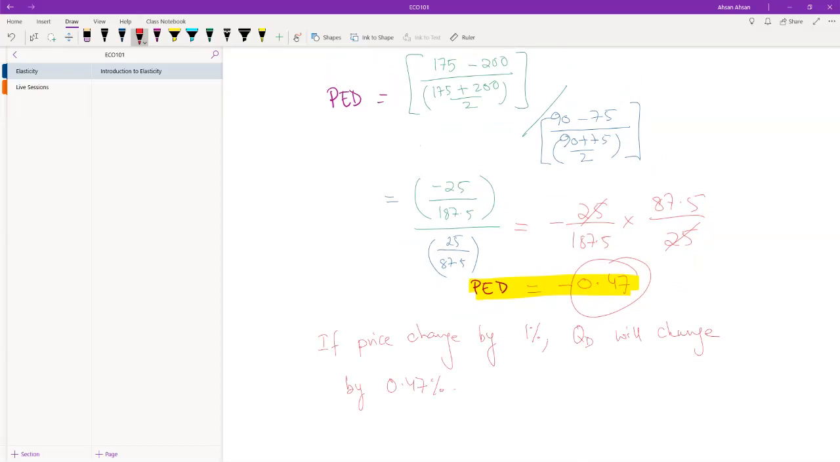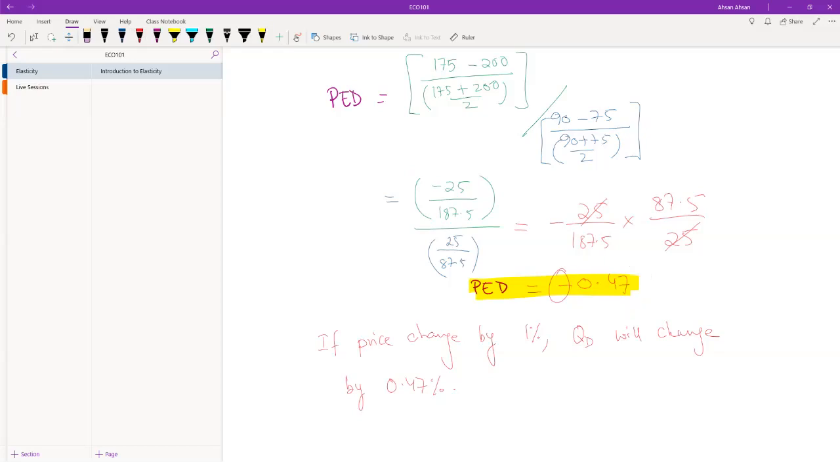So if price changes by 10%, quantity demanded will change by 4.7%. So you see, this is not a very responsive relationship. Okay. And now what does this mean? The negative sign in front.